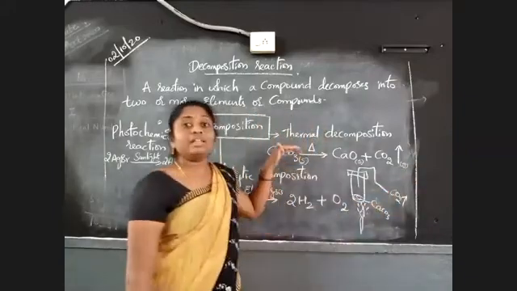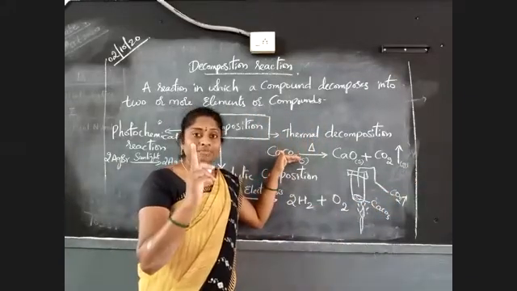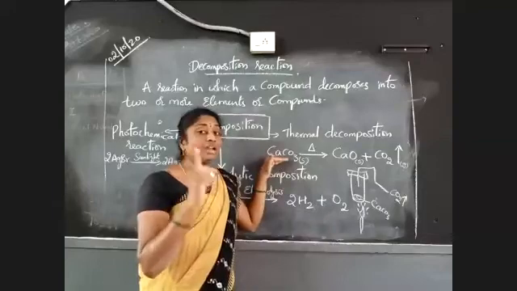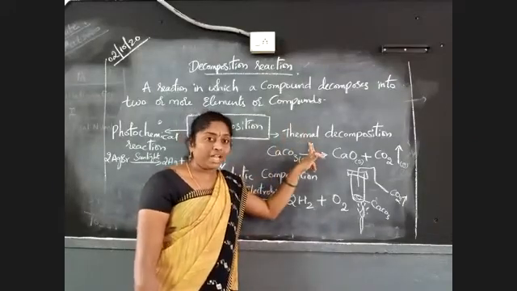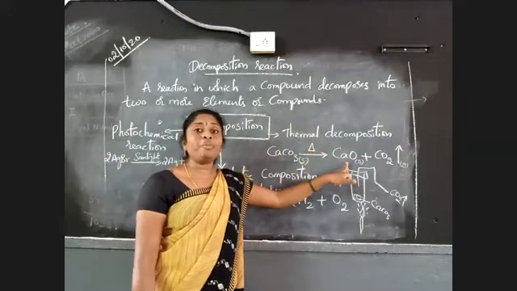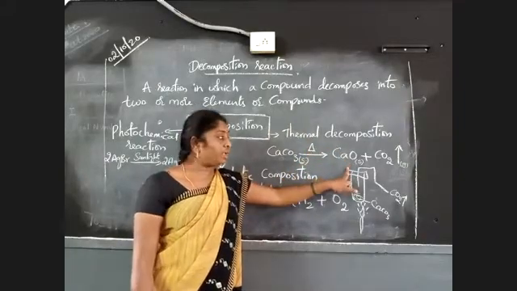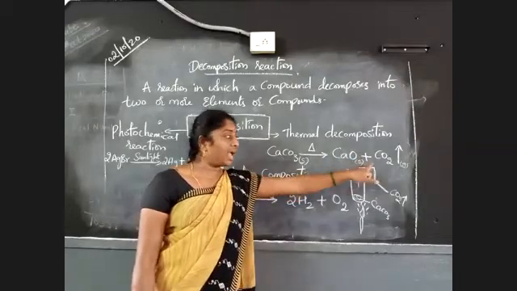So you can see the reactant is only a single one. Please look here. The reactant is only the calcium carbonate, in the presence of heat. So you can see two products here. What are the two products? Calcium oxide and carbon dioxide.